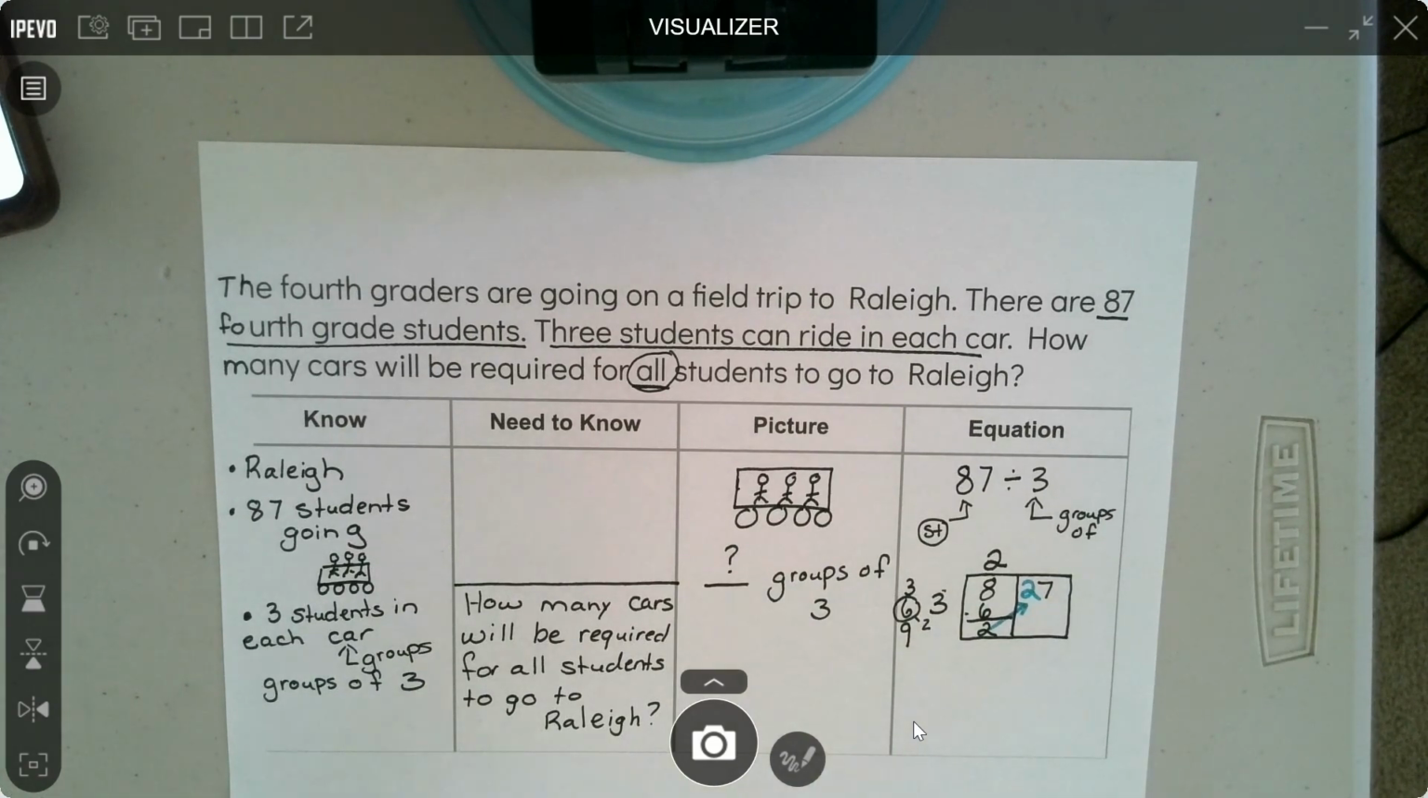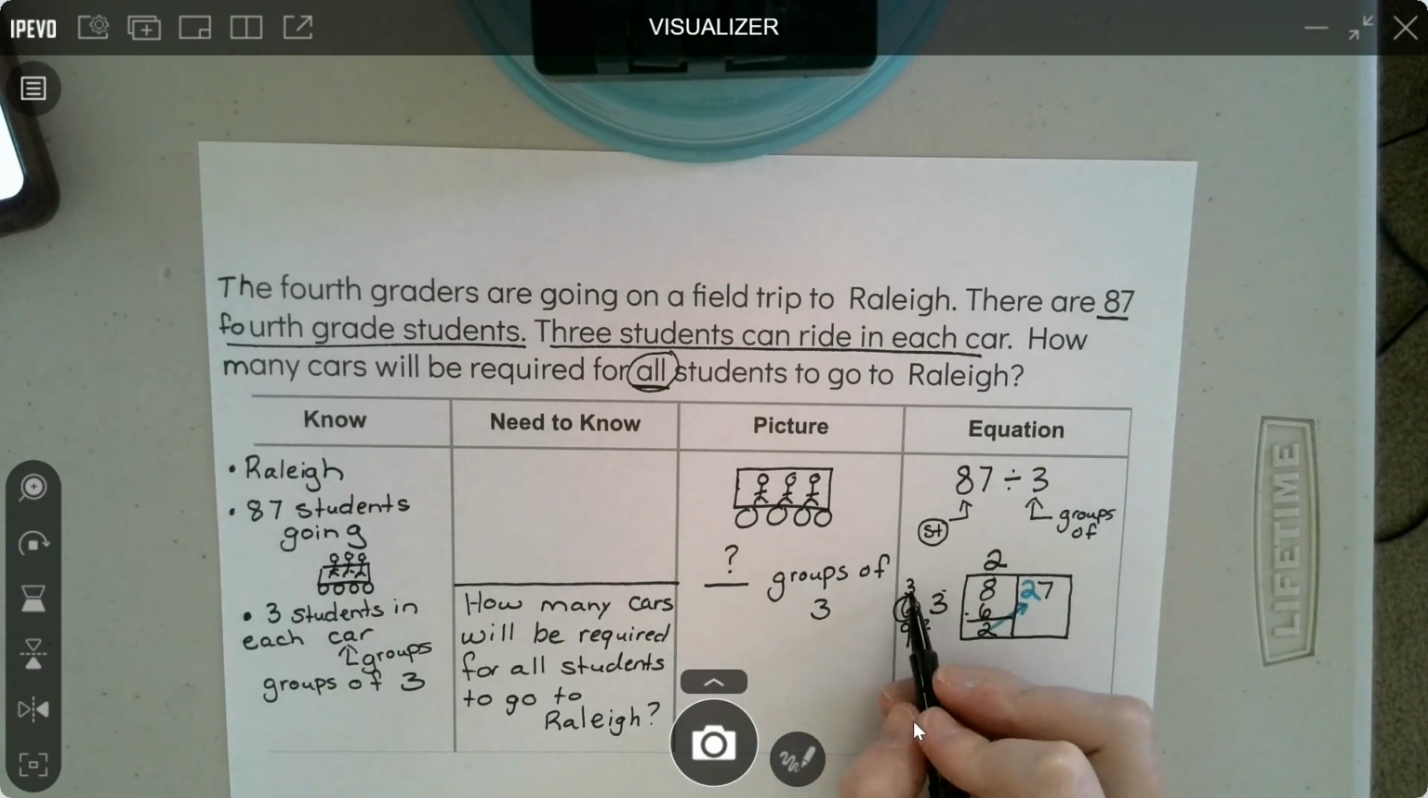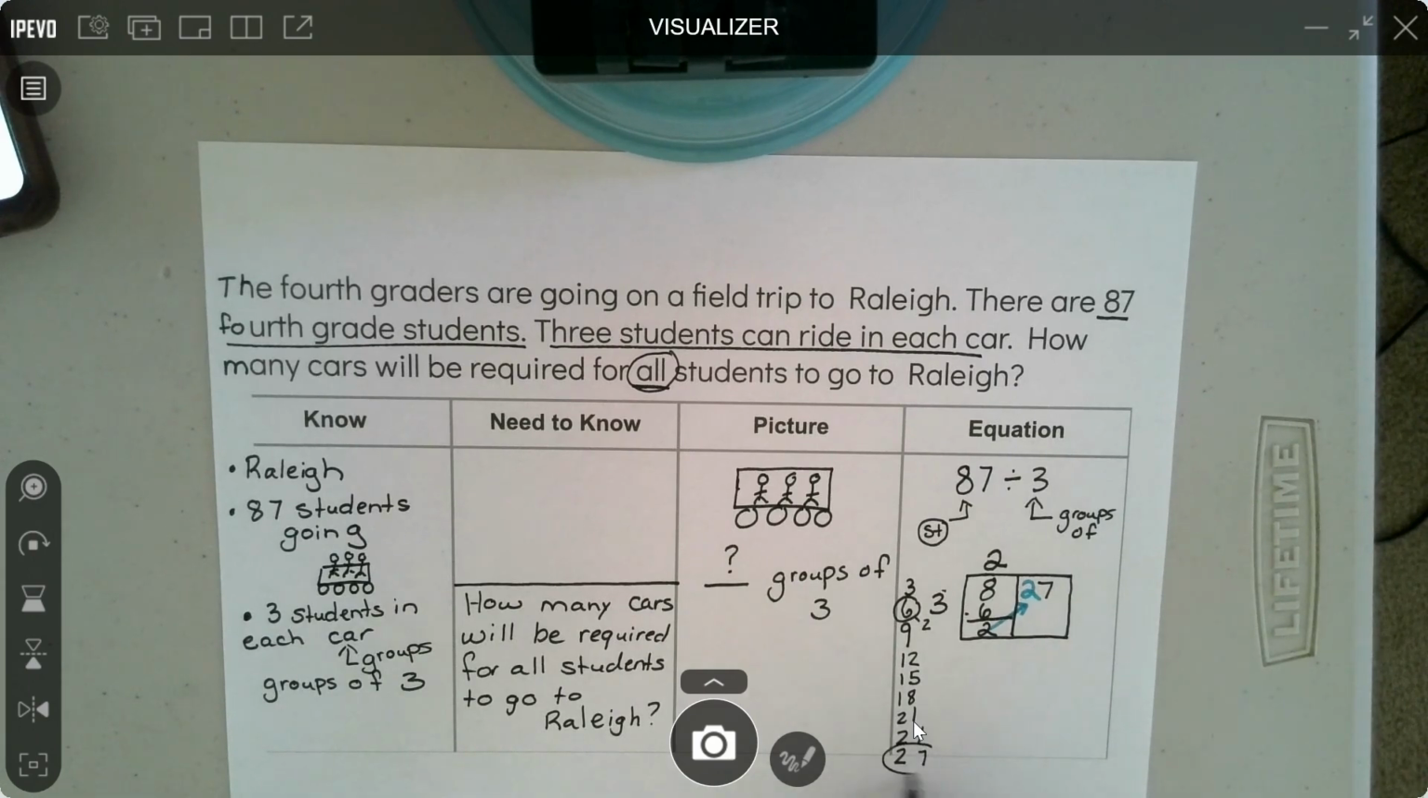So now I got to ask myself, how many times can 3 go into 27? Well, I'm going to keep going on my multiples list here. So 3, 6, 9, 12, 15, 18, 21, 24, 27. Oh, there's 27 exactly.